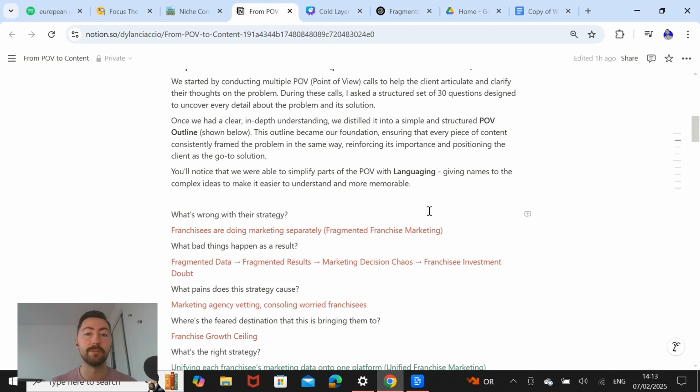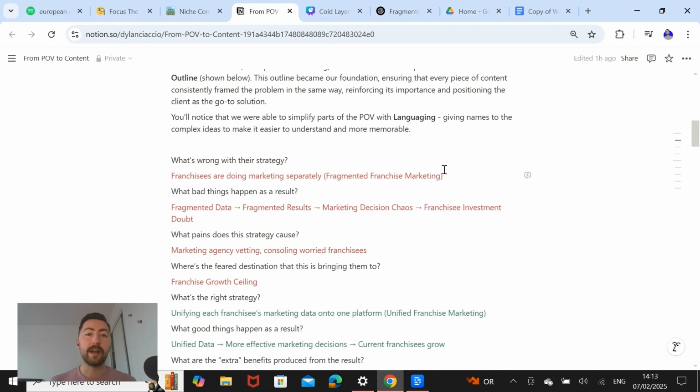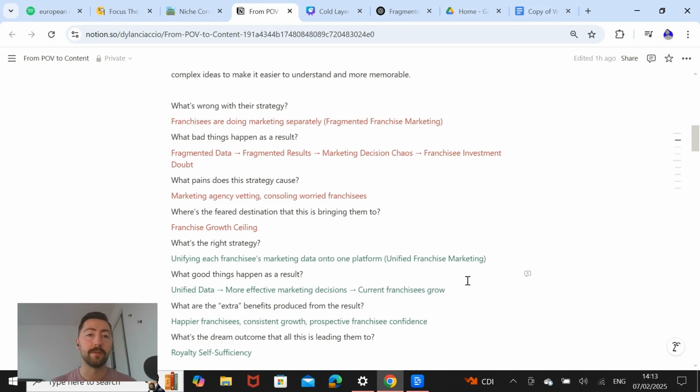And so that's what we see here below, where it's the outline, it's the scaffolding of the messaging, it's the foundation. So this way all the content is framing the same core problem and the same core solution. So to walk you through it, it's what they're doing wrong. So what's wrong with the strategy?